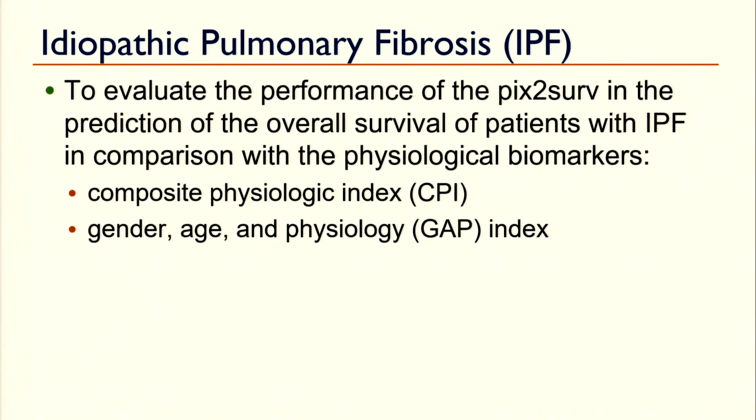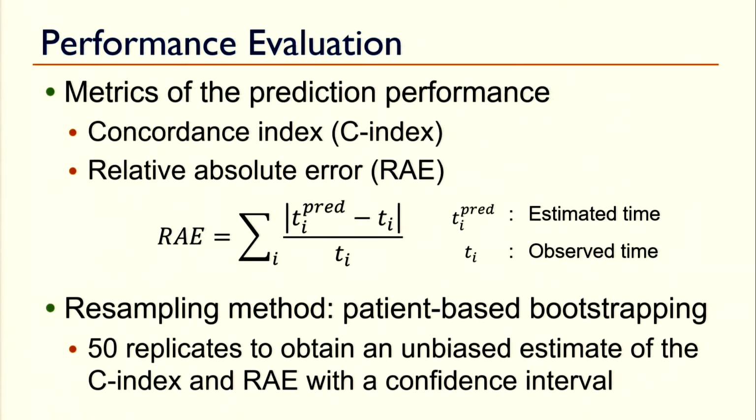The test patient cohort was the same as that we described previously for the evaluation of the radiomics for idiopathic pulmonary fibrosis. Similarly to the radiomics, we compare the predictive performance of Pix2-Serv with those of the CPI and the gap index. Again, we used the concordance index as the metric of the prediction performance. We also calculated the so-called relative absolute error, as defined here. To obtain an unbiased performance estimate of these metrics with confidence intervals, we performed the evaluation by use of bootstrapping with 50 replicates.